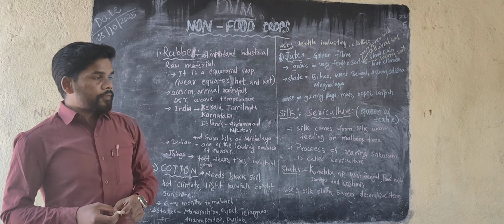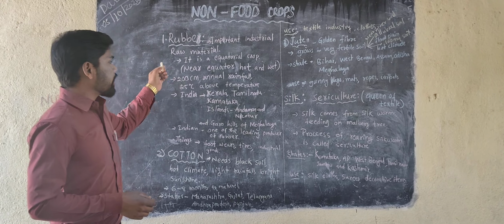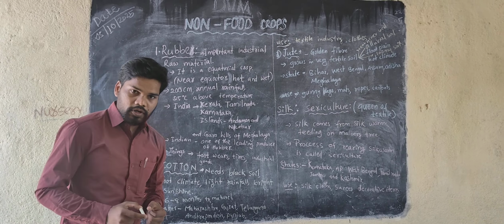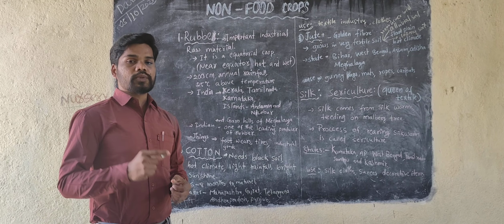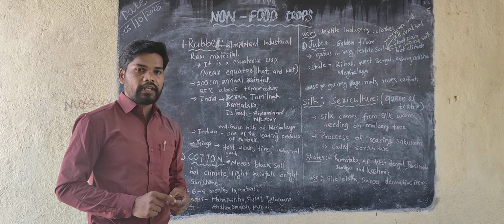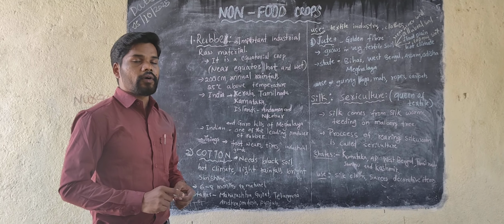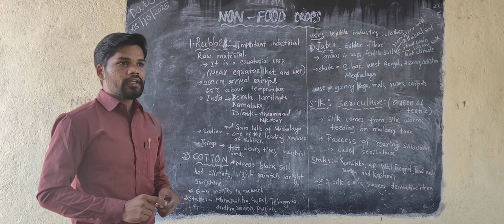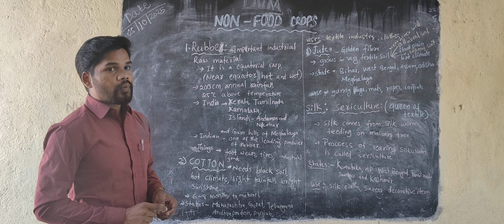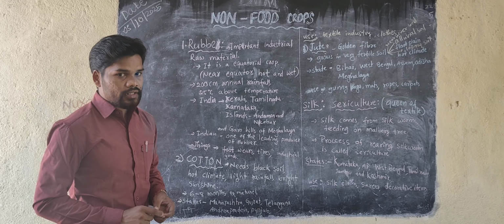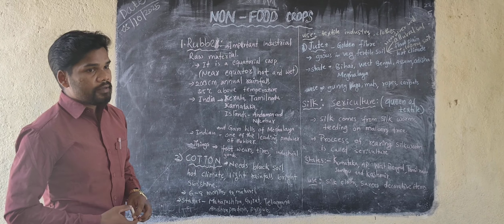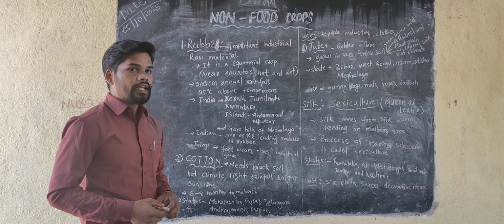Before we start one by one, we'll understand the meaning of non-food crops. These non-food crops are the crops which we cannot eat, but they are very useful in our day-to-day life. Which means non-food crops are those crops which are not grains, we don't eat them, but they are very much useful in our daily life.